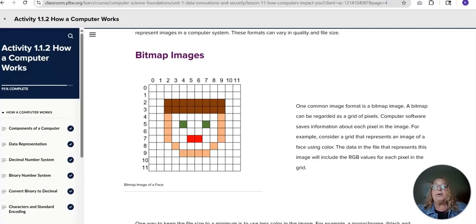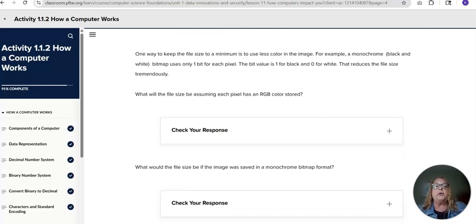This is a common image from a bitmap. It can be regarded as a grid of pixels. Computer software saves information about each pixel in the image. So the data in the file that represents this image will include the RGB values for each pixel in the grid. And then they show you how to do it.